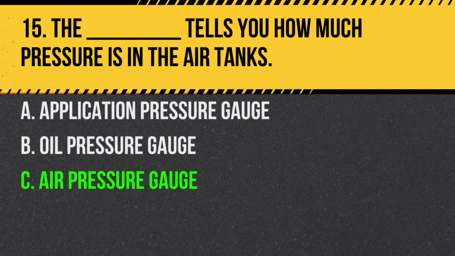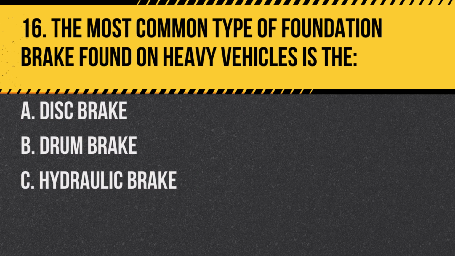Answer: C. Air pressure gauge. It indicates the pressure in the air tanks. Question 16. The most common type of foundation brake found on heavy vehicles is the A. Disc brake. B. Drum brake. C. Hydraulic brake. Answer: B. Drum brake. It's the standard for most heavy-duty vehicles.